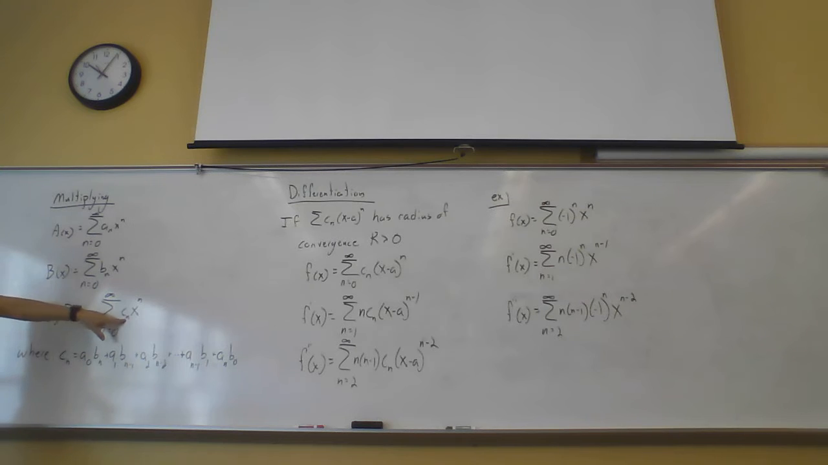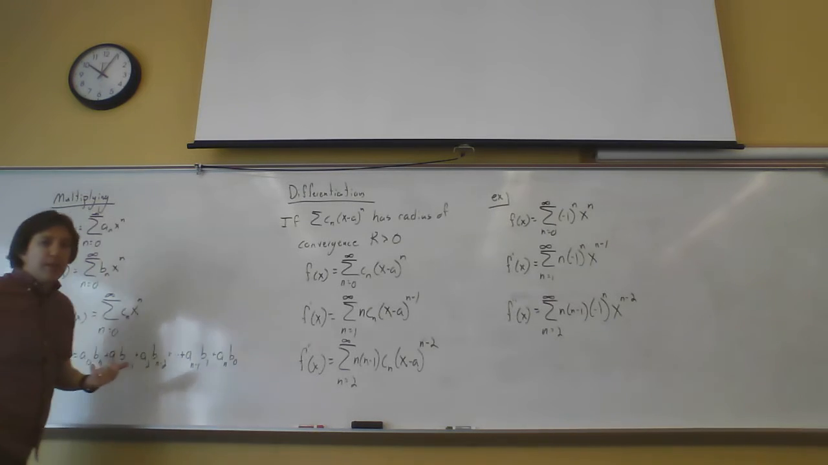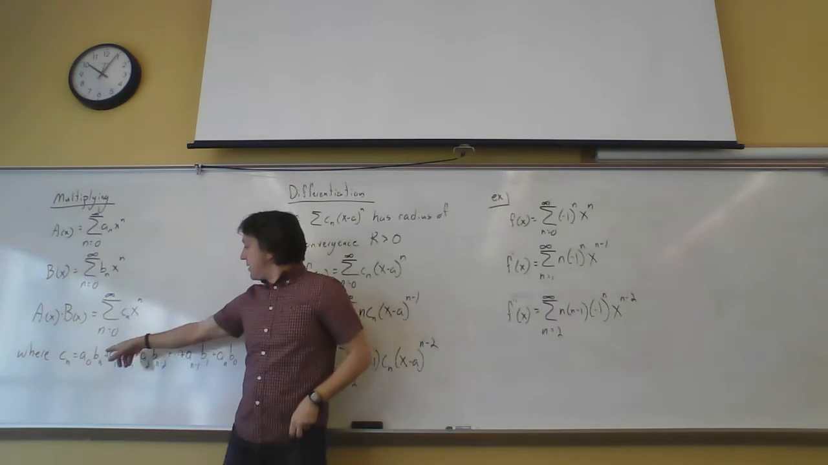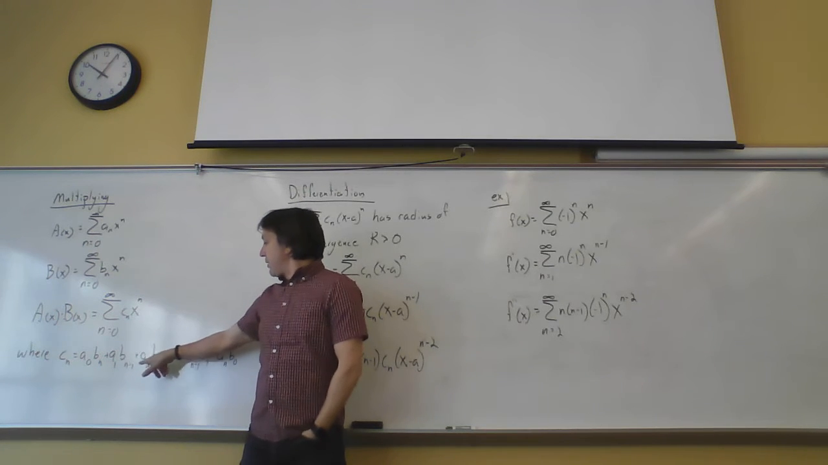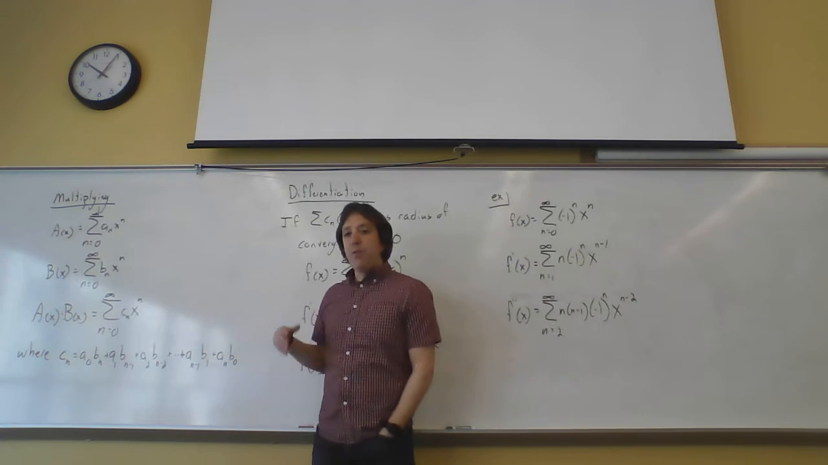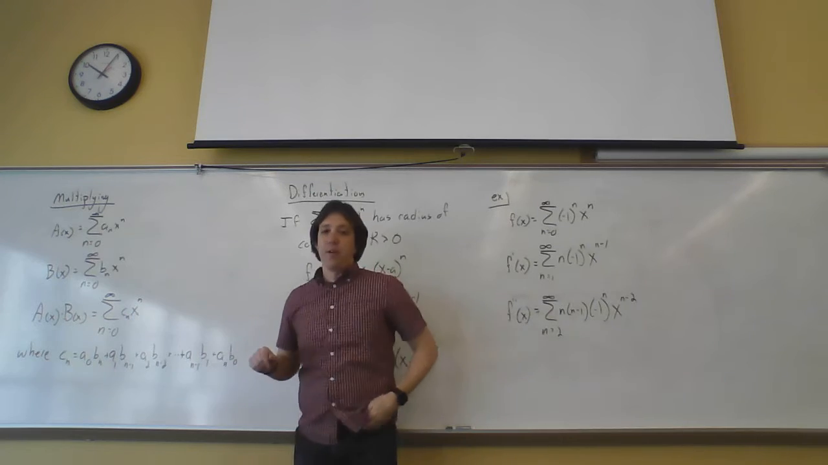Now, the c sub n's, they're kind of a mess. You're probably not going to want to ever try and figure them out because they're just disgusting. Basically, c sub n is a sub 0 b sub n plus a sub 1 b sub n minus 1 plus a sub 2 b sub n minus 2 all the way out to a sub n b sub 0.